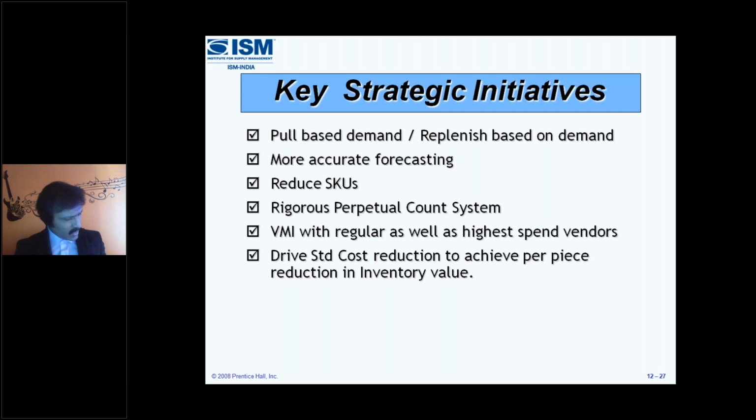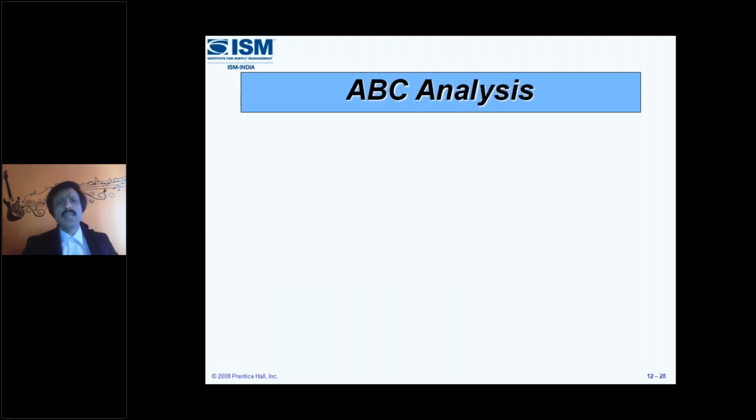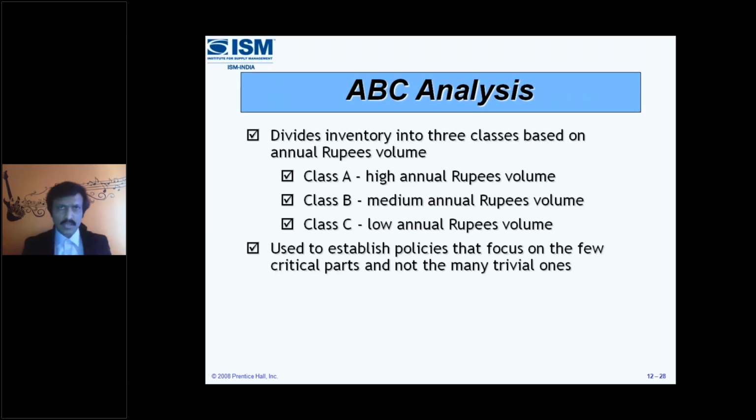Another thing is that we should be able to reduce the stock keeping units. We should also have perpetual inventory count in the system. We must also increase the vendor managed inventory and drive the standard cost reductions to achieve the per piece reduction in the inventory value. Now, these are the strategic initiatives. Then there are some transactional issues we spoke about.